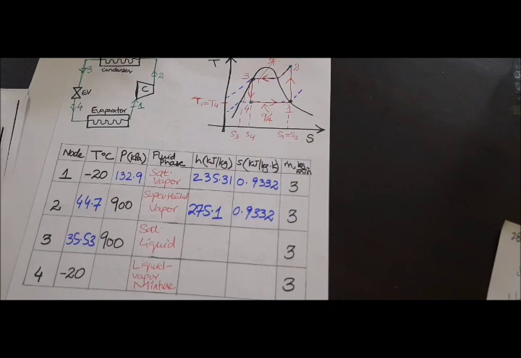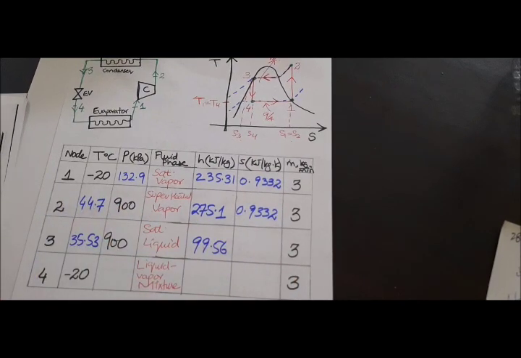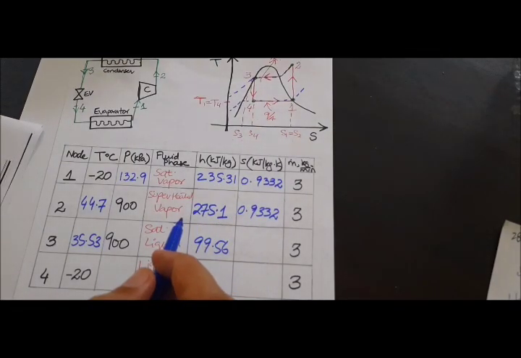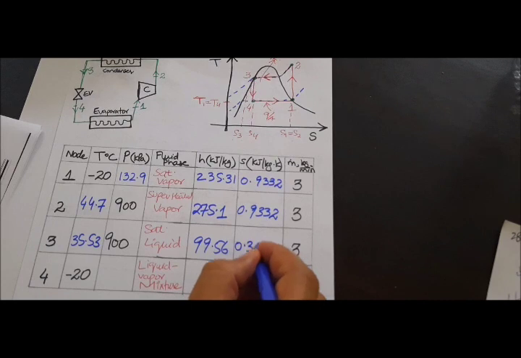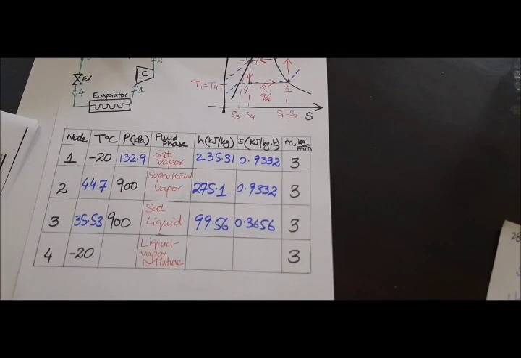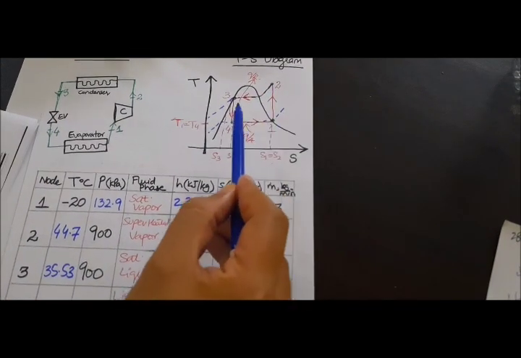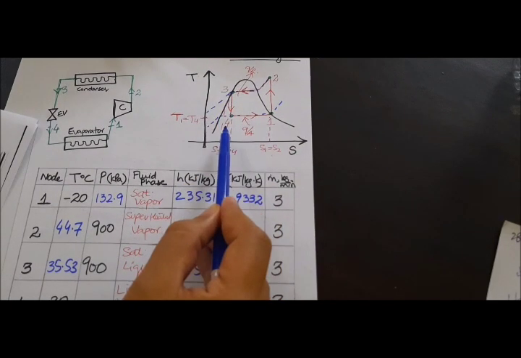Then the saturated liquid enthalpy right over here would be 99.56 kilojoule per kilogram. This is 99.56, and the entropy would be 0.3656. Now earlier we used that whatever is the entropy at 1 would be the entropy at 2, but here, since we know that the entropy has changed, we cannot say that whatever is the entropy at 3 would be the entropy at 4.